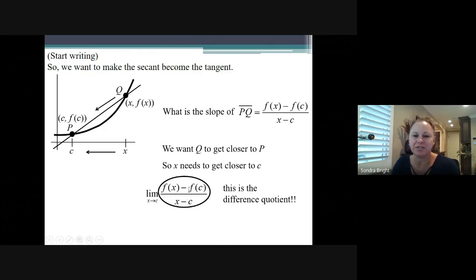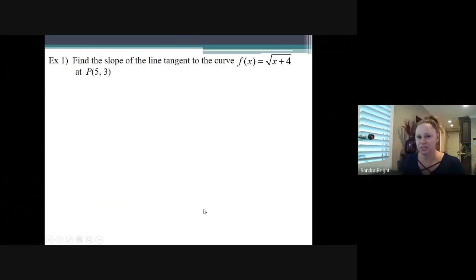You learned it as f of x plus h minus f of x all over h. This is just another way to write the difference quotient when we're taking the limit as x goes to c of that slope. All right, so let's do an example. We're going to find the slope of the line tangent to this curve, f of x equals the square root of x plus 4. And we're going to find it at this point P, which is (5, 3).